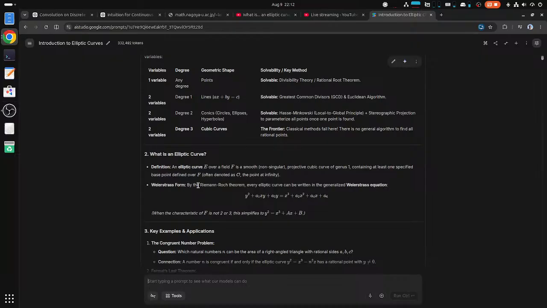Weierstrass form. By the Riemann-Roch theorem, every elliptic curve can be written in the generalized Weierstrass equation. It's a generalized form of an elliptic curve equation, and it simplifies when the characteristic of F is not 2 or 3. There is another important term, characteristic: characteristic 0, characteristic p, if I recall correctly.